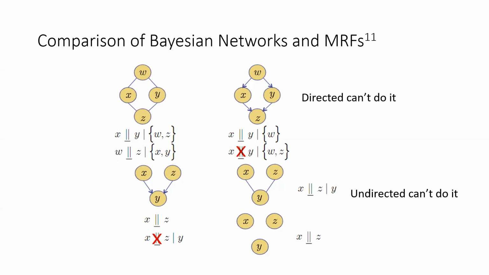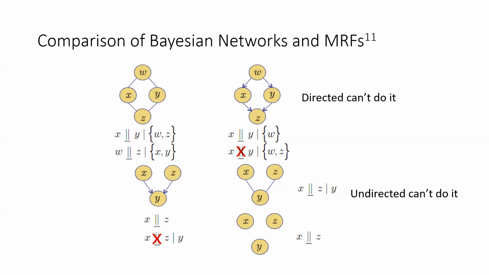Same thing for w. W has two neighbors, x and y, and there is also the node z. We know that w is independent of z given x and y, and z is independent of w, same thing given x and y. Okay, this simple relationship cannot be described with a directed graph, as we saw in the graph on the left.